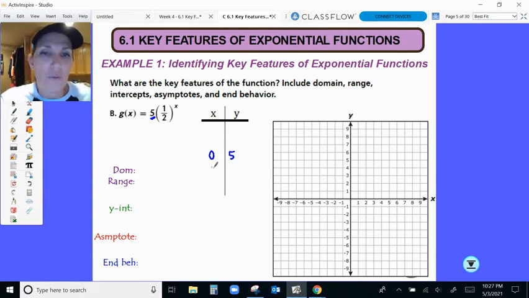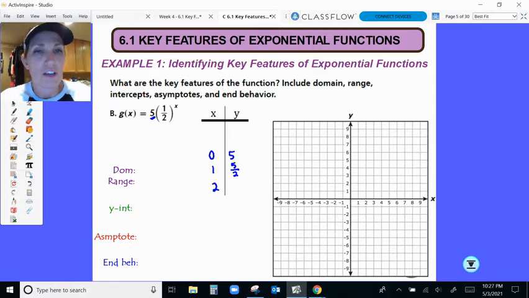If I plug in 1, that's going to give me 1/2 to the first power, which is 1/2, times 5. It's going to be 5 halves. If I plug in 2, that will give me 1/4 times 5, which is 5/4. What if I plugged in -1? That would give me 1/2 to the -1, which becomes 2 to the first power, which would be 10. -2 would be 2 squared, or 4, and that would give me 20.